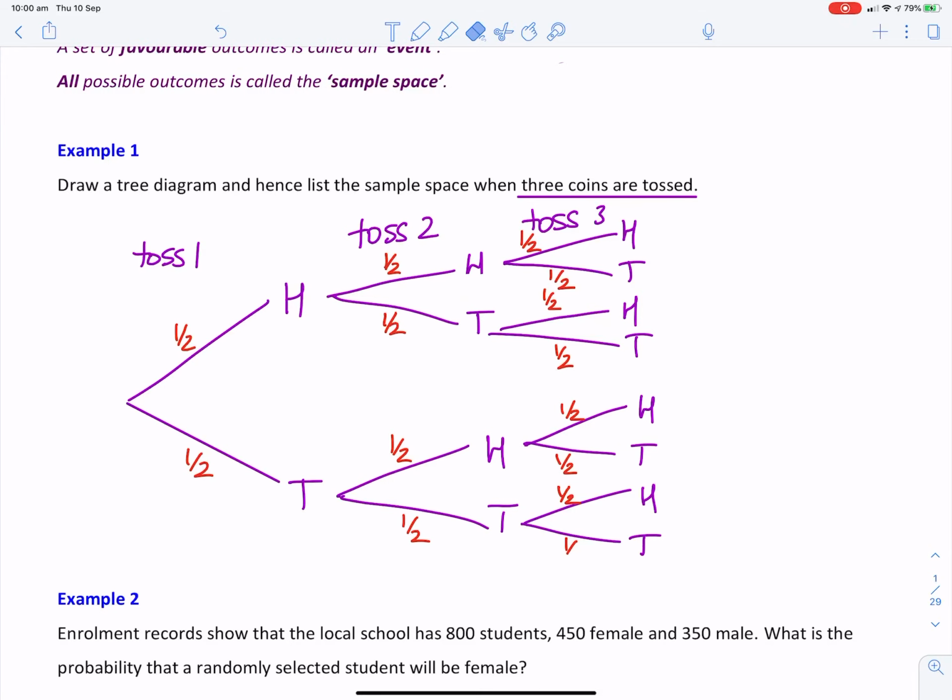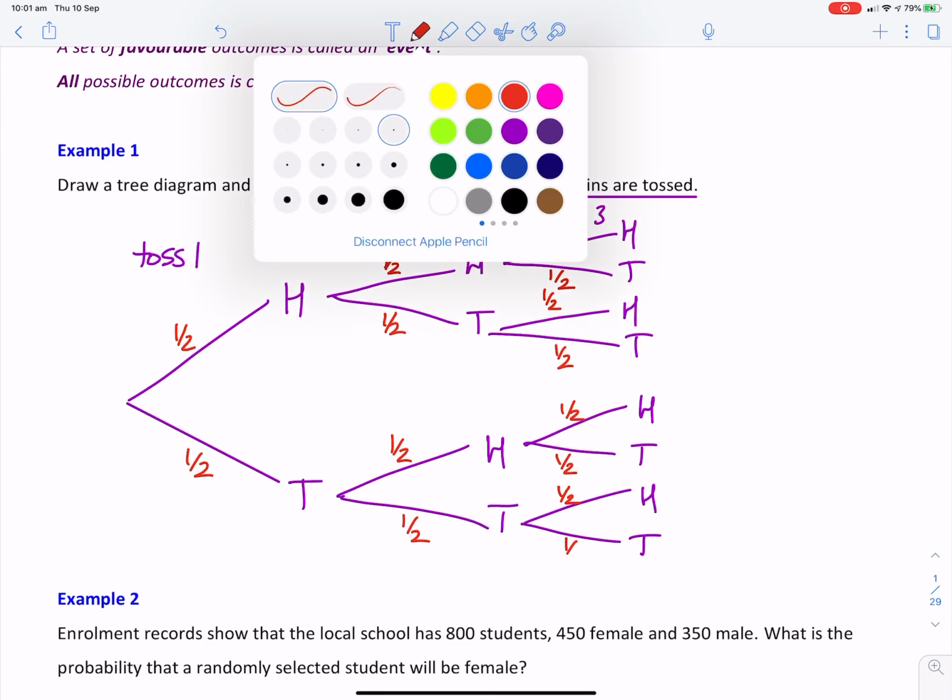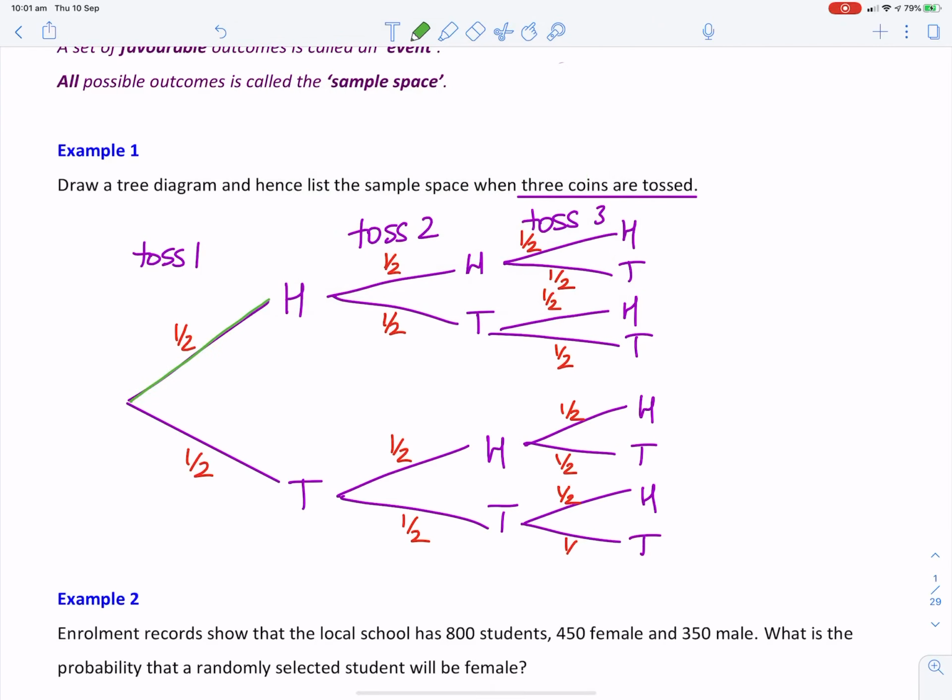Now we want to list a sample space, so they're the possible outcomes. So we follow the tree diagram along the branch. So I can get head, head, head. I can get head, head, and then a tail. I can get head, tail, head. I can get head, tail, tail. I can get tail, head, head, tail, head, tail, tail, tail, head, and tail, tail, tail.